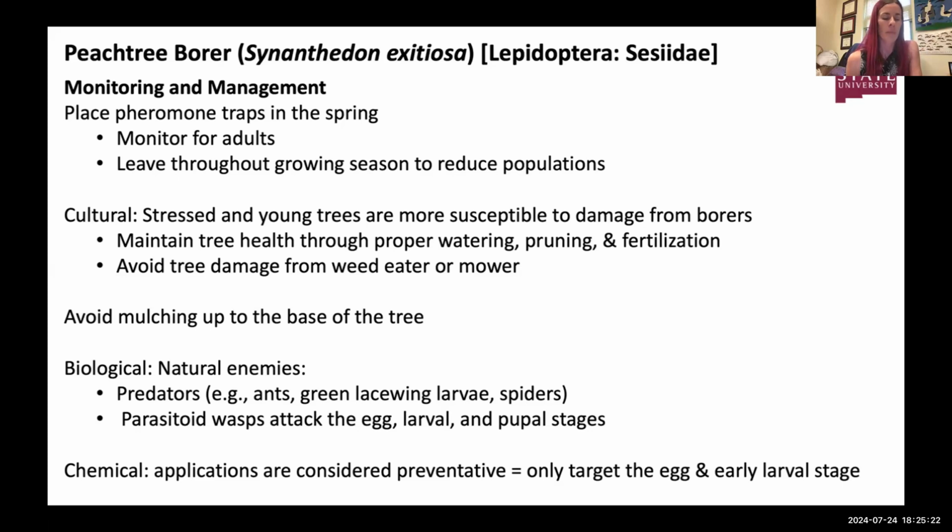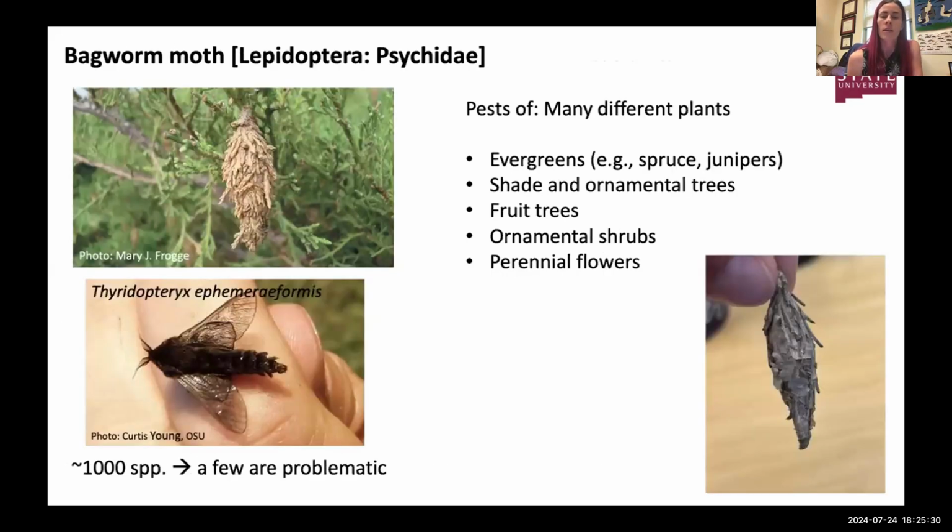And there are insecticides available, but they're considered preventative. They only target the egg and early larval stage. Next one up, bagworms. I get a lot of bagworms sent in. Bagworms can be pests of many different plants, many different trees.